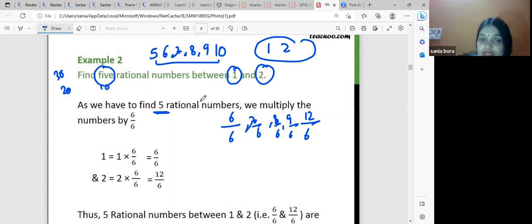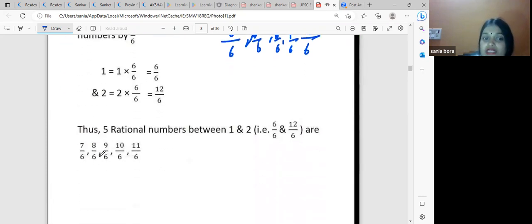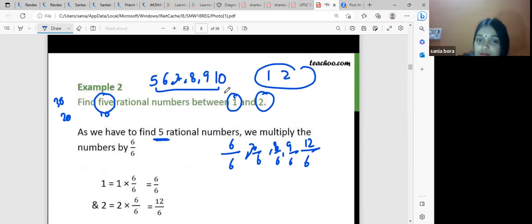So what you have to do is the simple thing. I'll give you a question. For example, if I ask you to find the numbers between 5 to 6, or 6 to 7, any number, you are just going to take one number bigger. For example, if I ask you to find 4 rational numbers, you will take 5 and multiply with 5 upon 5, like this. Here, 1 multiplied by 6 upon 6, 2 multiplied by 6 upon 6, and then here are the numbers, 7 upon 6, 8 upon 6, 9 upon 6, 10 upon 6, 11 upon 6, like this. Clear?